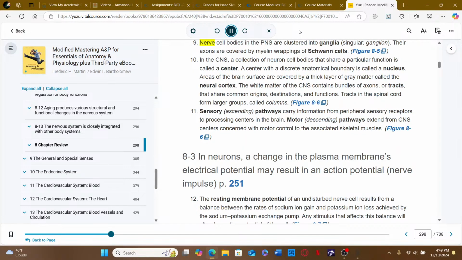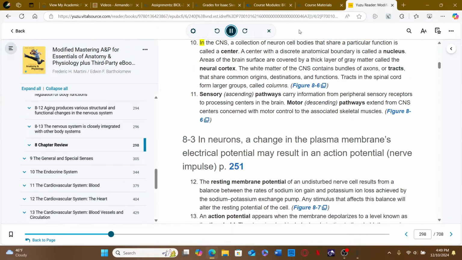Nerve cell bodies in the PNS are clustered into ganglia, singular ganglion. Their axons are covered by myelin wrappings of Schwann cells. In the CNS, a collection of neuron cell bodies that share a particular function is called a center. A center with a discrete anatomical boundary is called a nucleus. Areas of the brain surface are covered by a thick layer of gray matter called the neural cortex. The white matter of the CNS contains bundles of axons, or tracts, that share common origins, destinations, and functions. Tracts in the spinal cord form larger groups, called columns.